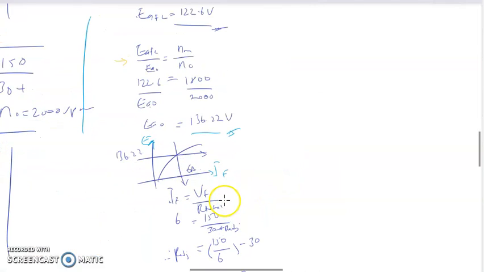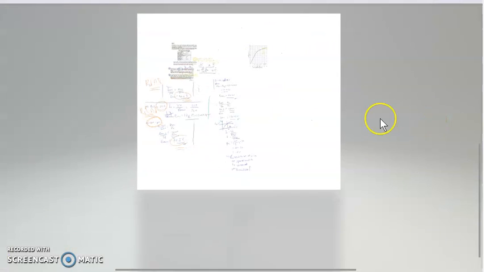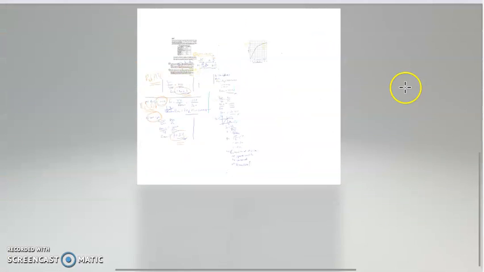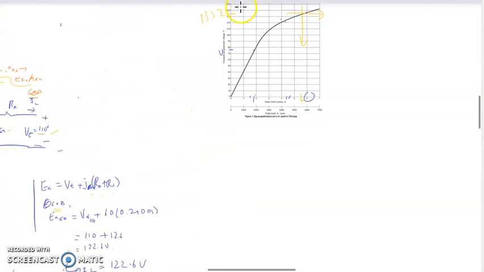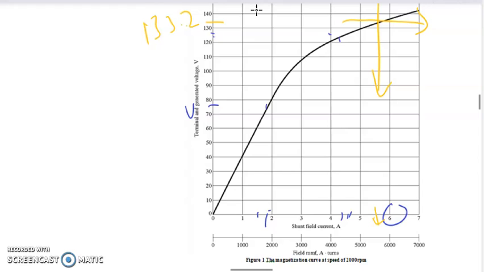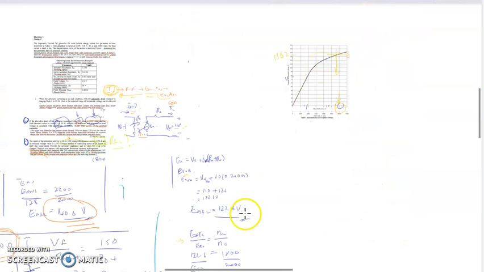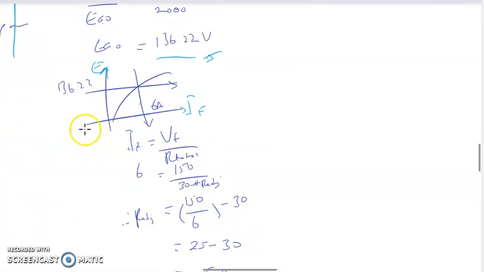Sorry, 136.2. So 136 is around here. We get 6 ampere as our field current, the required field current to produce such EA naught. With 136.2 volt, we need 6 ampere to produce this EA naught.